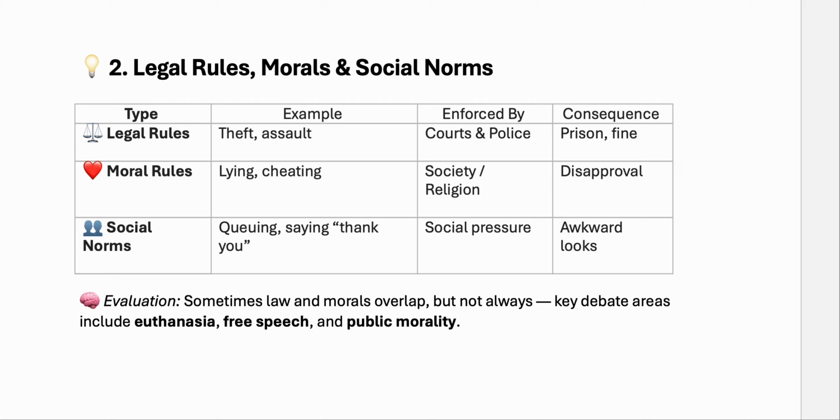Sometimes legal rules match up with moral values, but not always. And there are plenty of debates about things like euthanasia, which has been in the news recently, or freedom of speech, where law and morals don't really line up. Some other examples: stealing is both illegal and morally wrong. However, cheating on a partner, for example, isn't a crime. However, most people do say it is wrong.